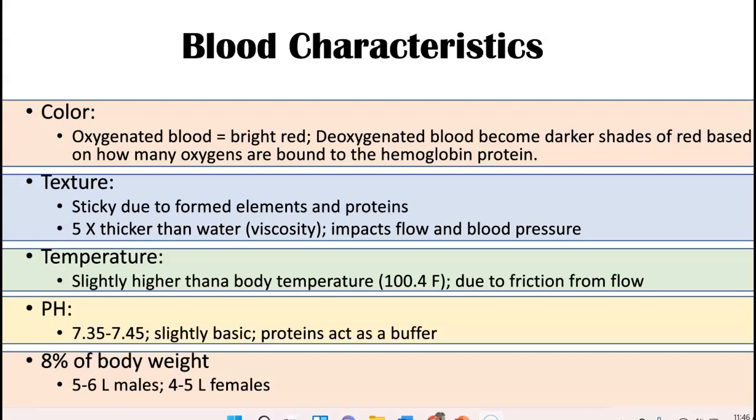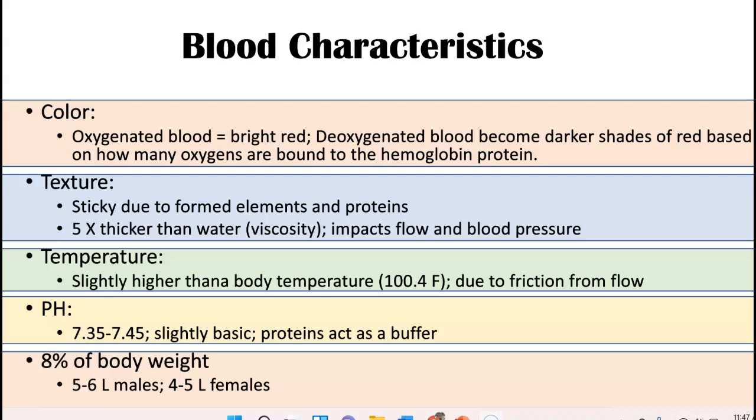Blood is sticky, and that's because of the formed elements and the proteins that are in it. It's also very viscous, so it's 5 times thicker than water. So viscosity really refers to the thickness of a fluid. And blood's viscosity is important because it's going to impact how blood flows, and it's going to impact blood pressure. So obviously blood is going to flow slower than water does, because it's so much thicker.